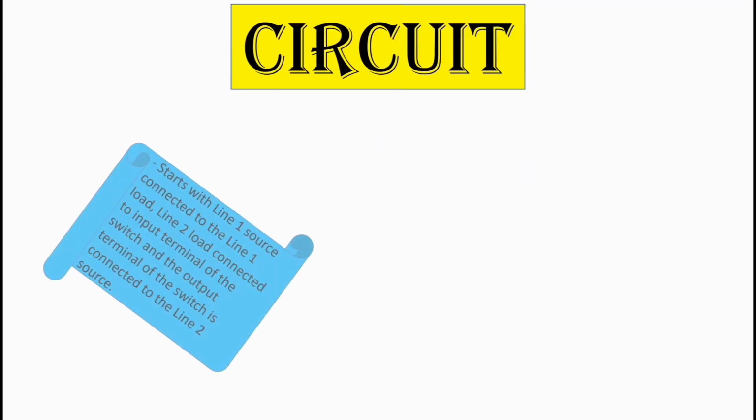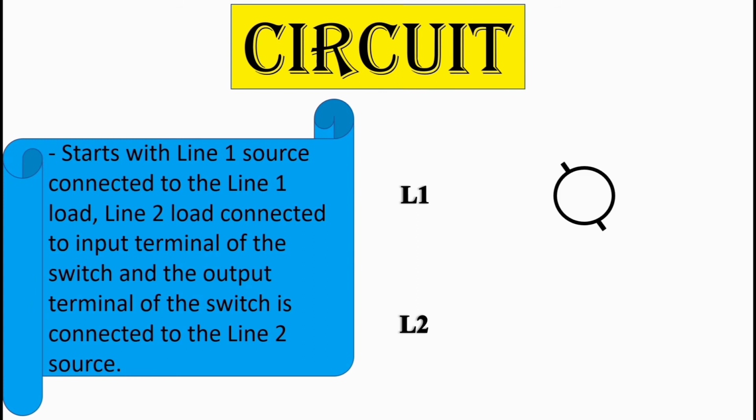And now, let's go back with this statement and let us clarify this one by one based on the diagram. Ang sabi dito, starts with line 1 source. Again, yung tinuturo ng pulang arrow, L1, yan yung line 1 source. Connected to the line 1 load. Yan naman ang line 1 load. Using the wire, kinonect natin ang line 1 source at ang line 1 load.